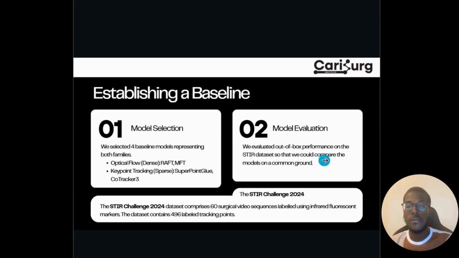We evaluated out-of-box performance on the STIR dataset so that we could compare the models on common ground. Essentially, we take the four models and we evaluate their performance with the same setup to see how best they are performing. The STIR Challenge 2024 dataset comprises 60 surgical video sequences labeled using infrared fluorescent markers. The dataset contains 496 labeled tracking points. So the STIR dataset provides us with data that we can run the different selected models on so that we can evaluate the performance.